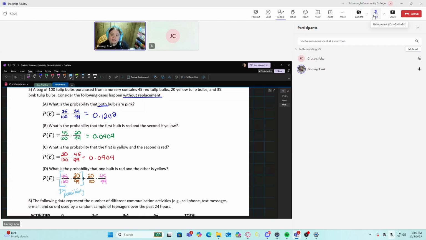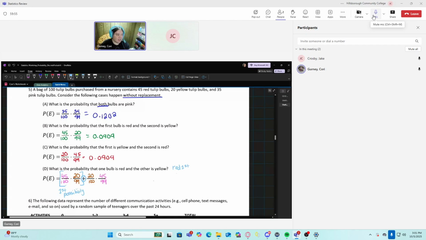Because they don't specify the order, there are two different ways that it can occur. Either we choose the red first and the yellow second, or we choose the yellow first and the red second. That's where this is coming from. So on either side, the left side and the right side of that plus sign, is the same probability.